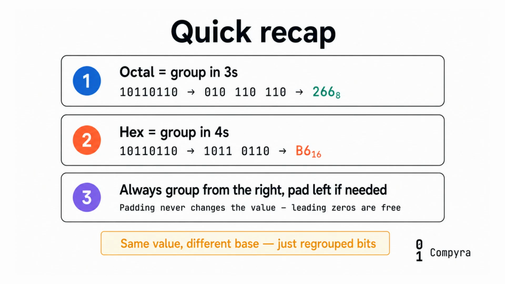All right, quick recap. To go from binary to octal, group your bits in 3s from the right and convert each group to 1 octal digit. To go from binary to hex, group your bits in 4s from the right and convert each group to 1 hex digit. Always group from the right, and if the leftmost group is short, just pad it with zeros. Leading zeros never change the value.